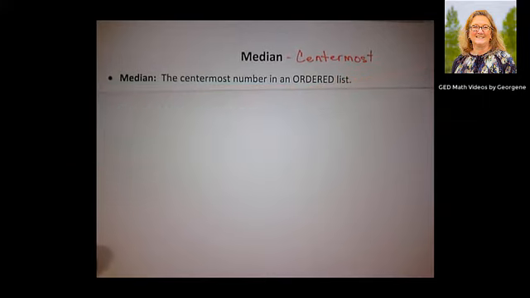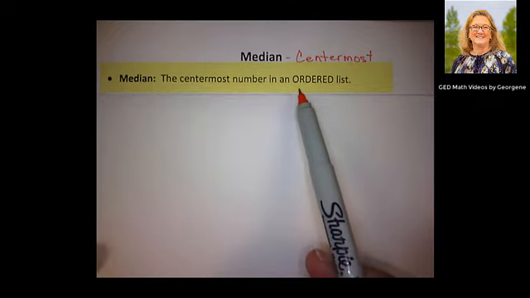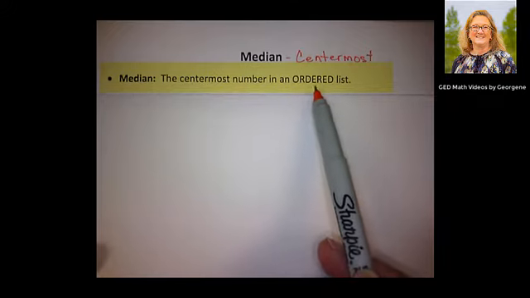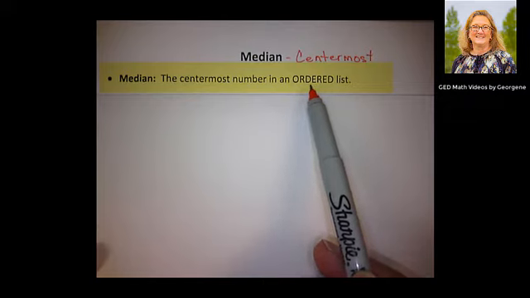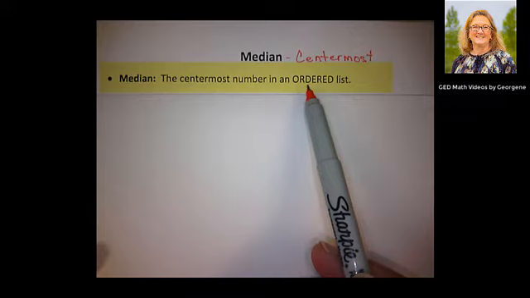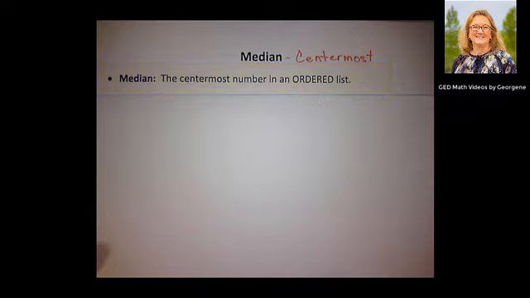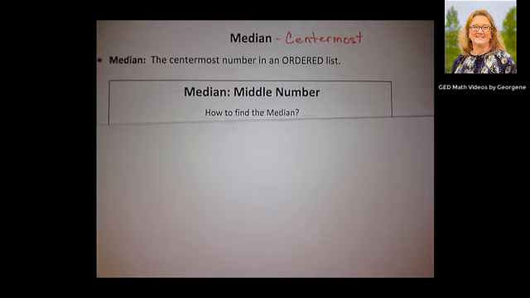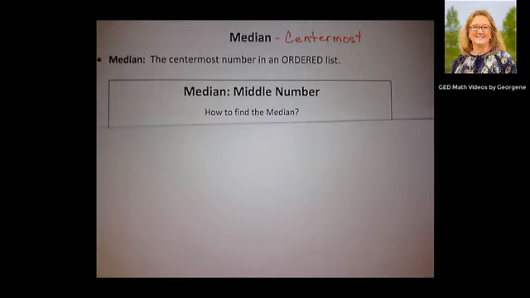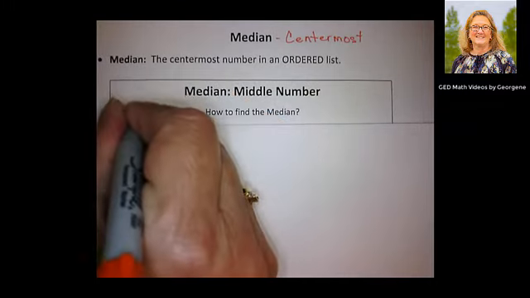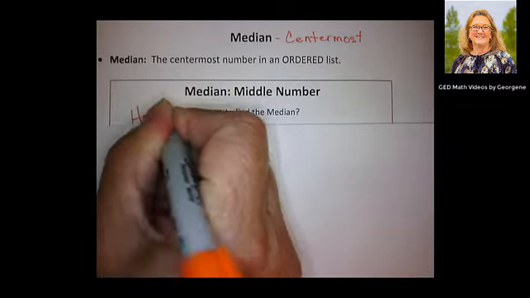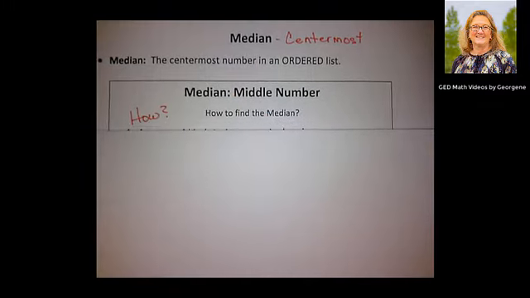So again, the definition is that it is the centermost number in an ordered list. And notice how I've got ordered all in caps, and that's because you need to put the numbers in order. If you don't do that, you most likely will not get the median number. So now it's the how. How do we find the median?